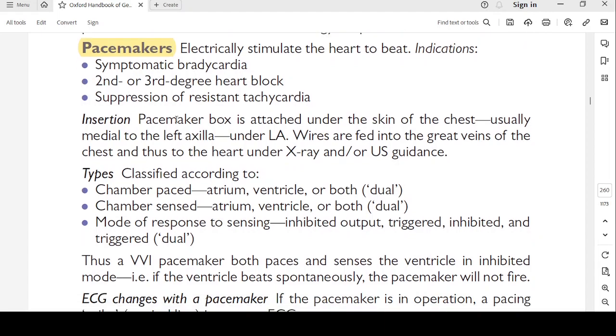Insertion. Pacemaker box is attached under the skin of the chest, usually medial to the left axilla. Under local anesthesia, the wires are fed into the great veins of the chest and thus to the heart under an X-ray or ultrasound guidance.